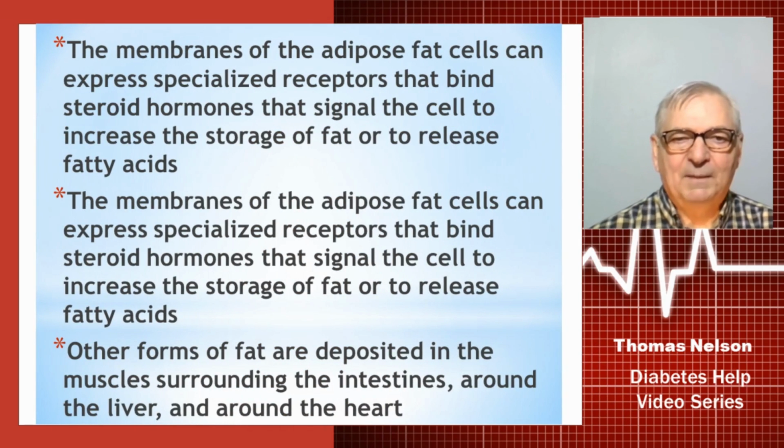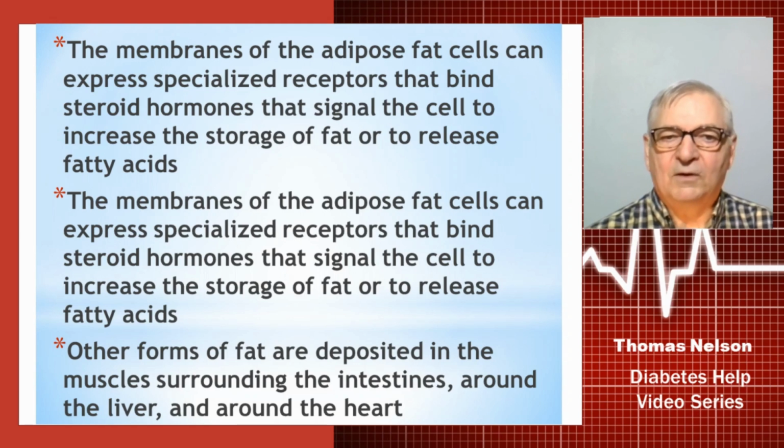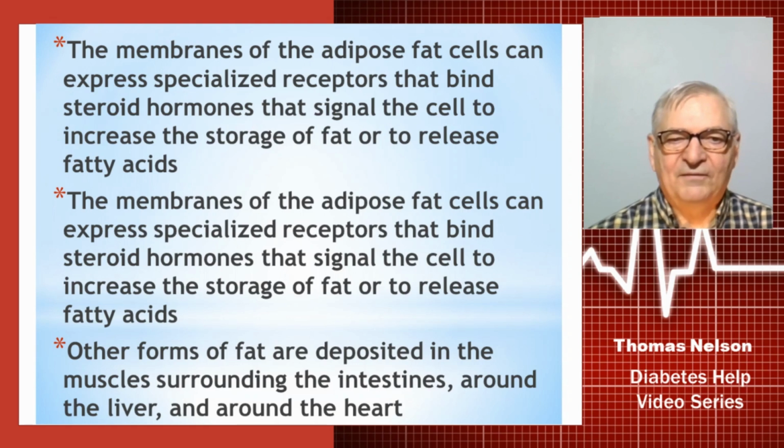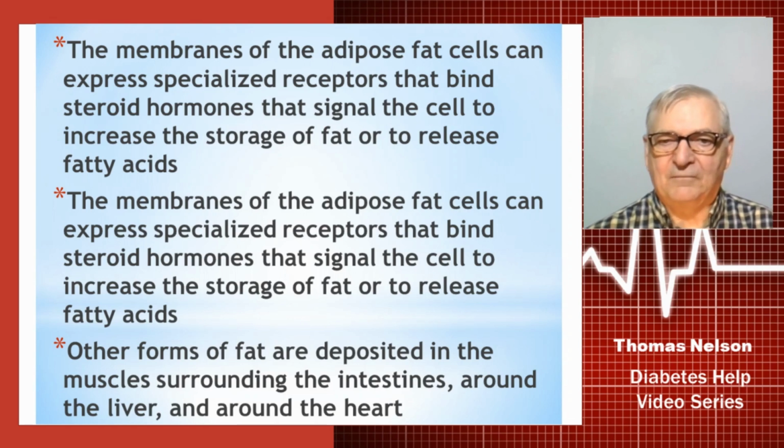So the membranes of the adipose fat cells can express specialized receptors. That means they can put receptors on the membrane of the cell that will bind steroid hormones that will signal the cell to increase the storage of fat or to release fatty acids into the bloodstream. So they're controlled by steroid hormones. So the membranes of the adipose fat cells can express specialized receptors that bind those steroid hormones that signal the cell to increase the fat and to release those fatty acids once again.